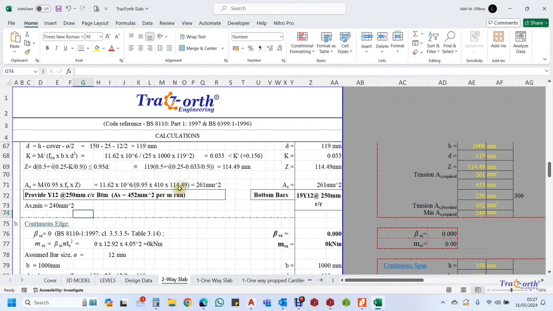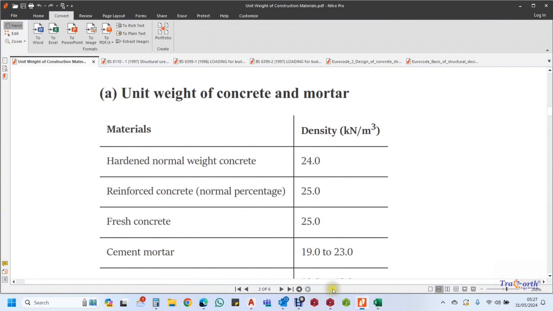So assuming our area here, let's say, is just 100 millimeters square. Is it 100 I am going to provide? No. I will now have to go back to check what the minimum reinforcement is. In this case it is automated, but the BS code provides that the minimum reinforcement must not be less than 0.16% of the area of the concrete. So this is what it means.